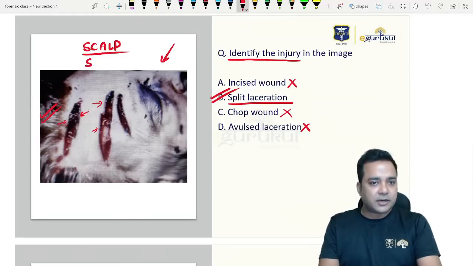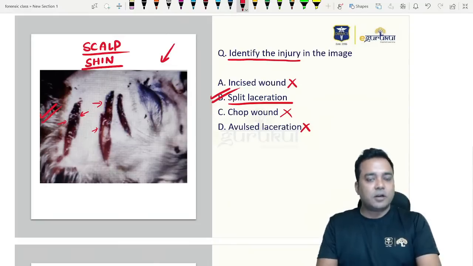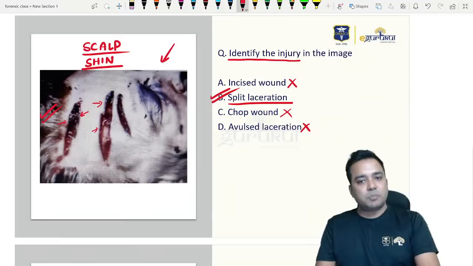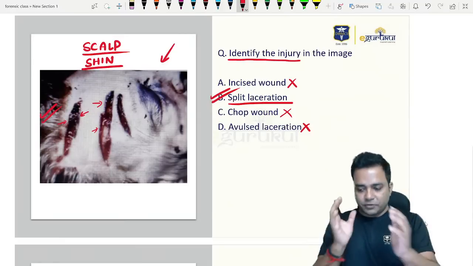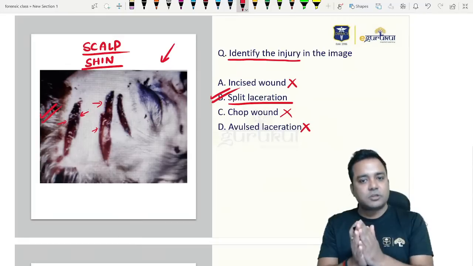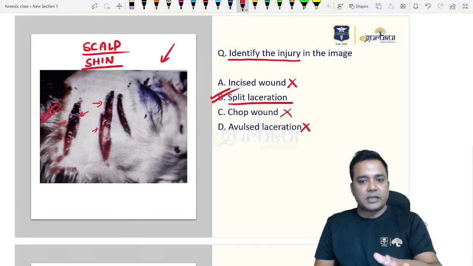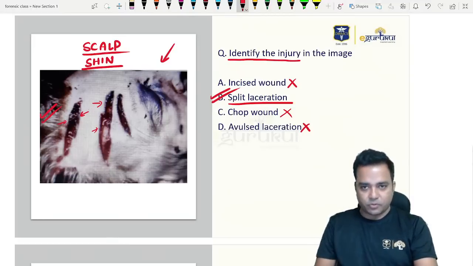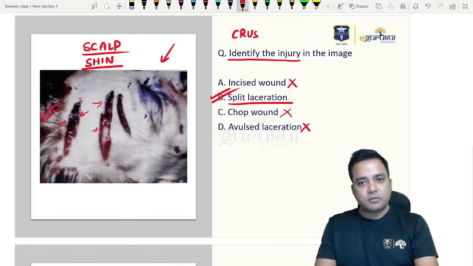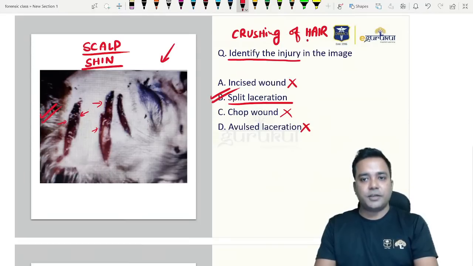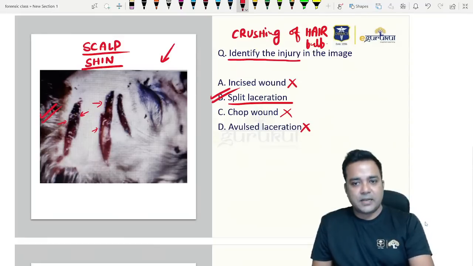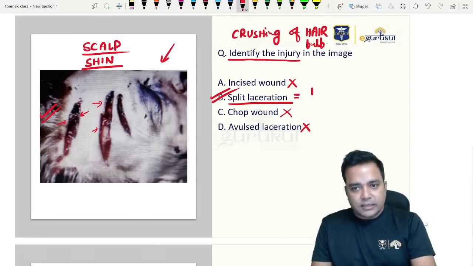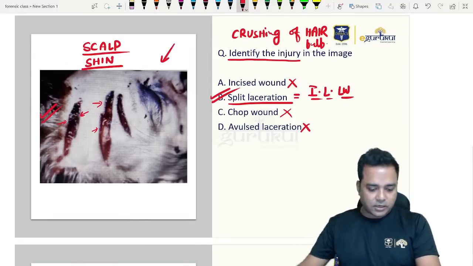Areas like the scalp and shin, where a bony structure is just beneath the skin, get splits in the skin due to the tussle of the soft tissues between the weapon and the underlying bony structure. In a previous session of INI-CET they asked the mechanism of split laceration. Here they have formulated an image based question. Crushing of hair bulb was written, and this is again a simple question. So this is split laceration, also called incised looking lacerated wound, another name for it.